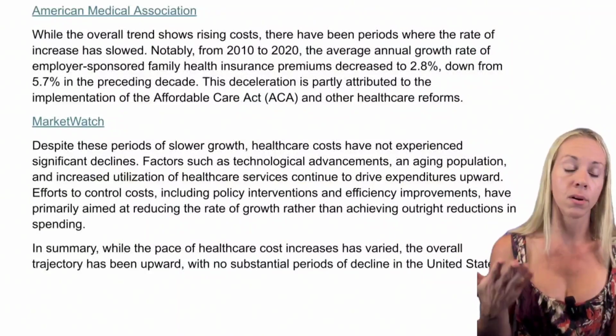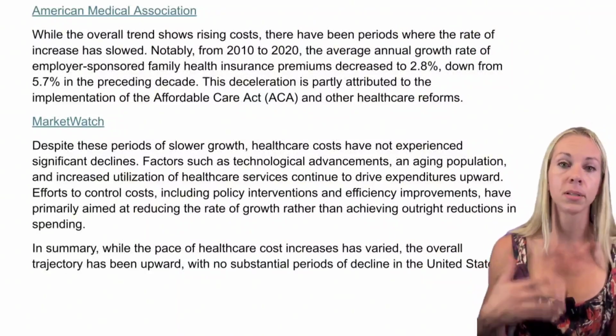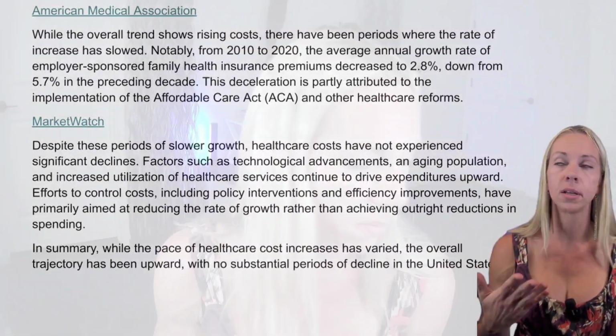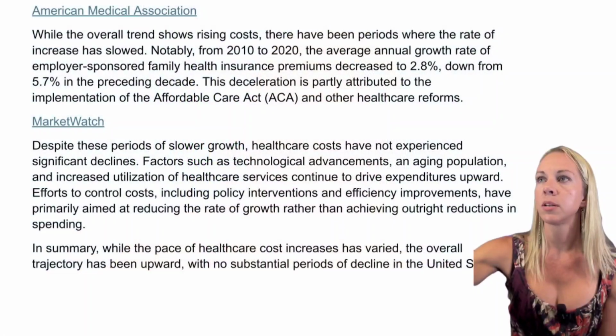I have a whole video on PBMs and pharmaceutical companies, and I even did a thing on semaglutide. I'm not picking on that exact drug, but I think it's an example of our healthcare system. These drugs should not be $1,000 a month. The materials used in a lot of these drugs should be pennies on the dollar, and things are artificially inflated in the pharmaceutical industry to get money out of the system. It's really, really incredible. Increased utilization of healthcare services continues to drive expenditures upward.